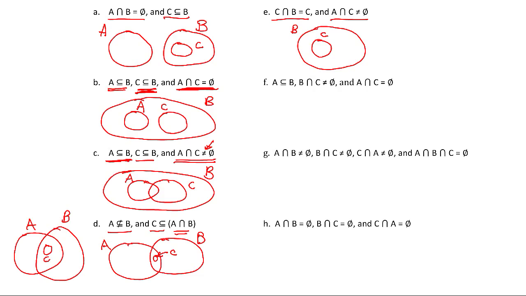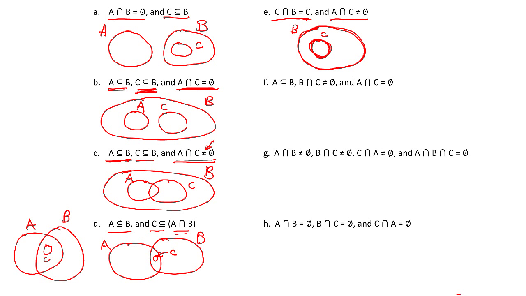C intersect B is where C and B overlap. B includes everything inside of its circle here. And C is inside here. And so B and C overlap exactly where C is. And so C intersect B is equal to C. So this means that C is a subset of B. So I got it right.